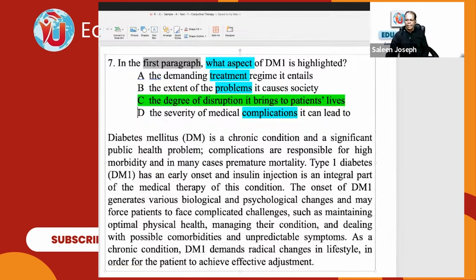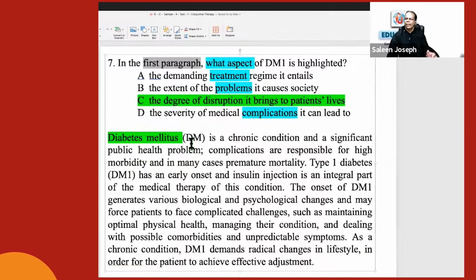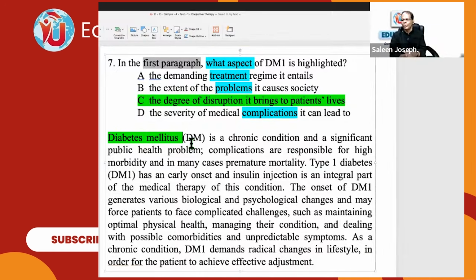Yeah, so it's that easy. And see, diabetes mellitus is the concept here. The complications are responsible for high morbidity and, in many cases, premature mortality. Diabetes mellitus includes both type 1 and type 2. The introduction first gives a general statement, then it comes to type 1. We are bothered about type 1. DM1 here, right? So our answer will come only after this name. DM1 is the name of a condition.